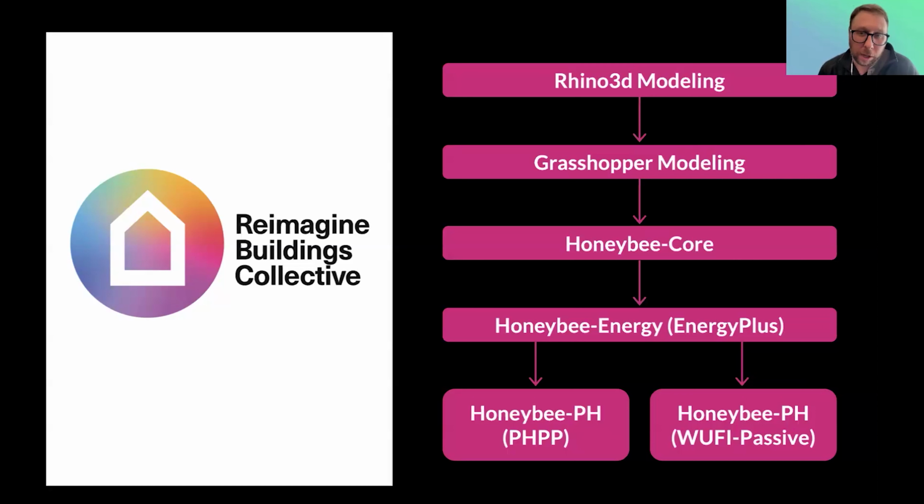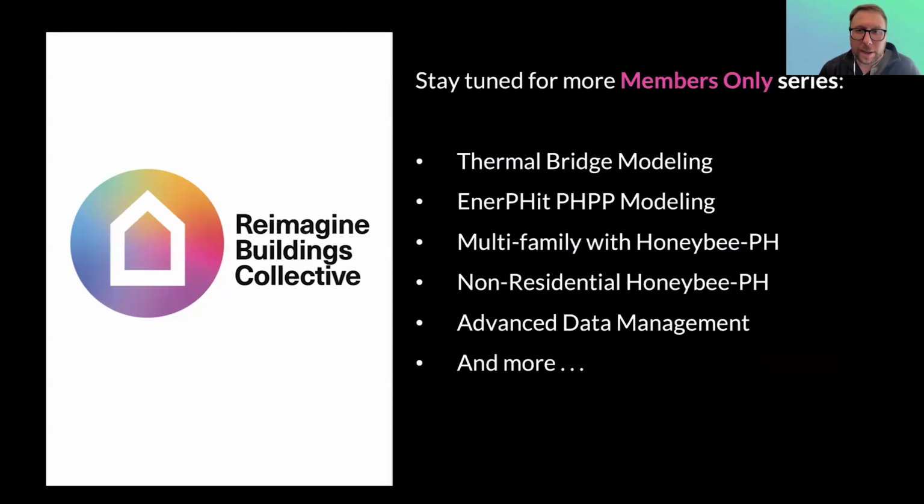We go in depth on the Honeybee modeling process. We look at Honeybee Energy, OpenStudio, and EnergyPlus simulations, those detailed hourly simulations. And then we branch off to look at how we can use Honeybee-PH either within the context of PHPP or WUFI-Passive. It works very similarly for both, although there's some nuance to the way that we would model them differently. Both of those paths are going to be available as of today, so you can jump right in.